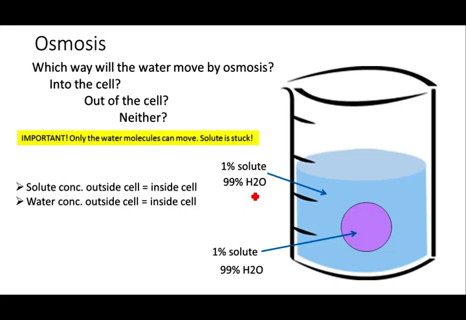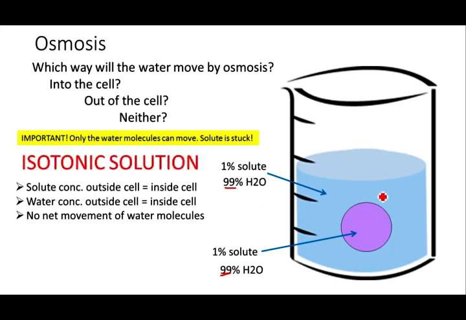Okay, so the thing to think about is that water is going to move down its concentration gradient. Well, in this case, because we have equal solute concentration inside and outside of the cell, the water concentration is equal as well, right? So it's 99% either way. That means that we're going to see no net movement of water molecules, and this is called isotonic.